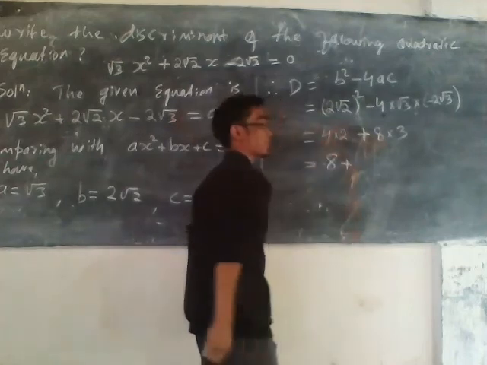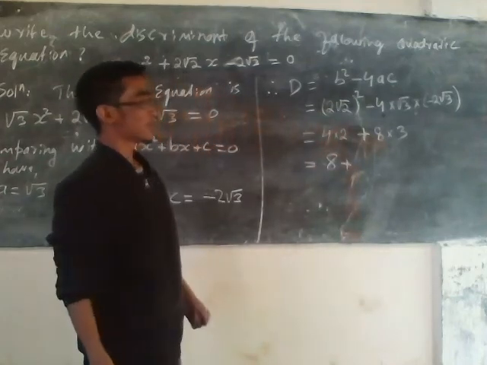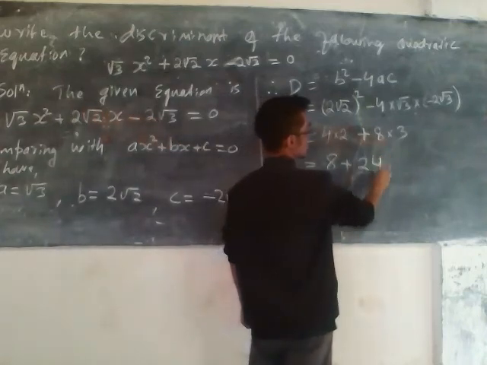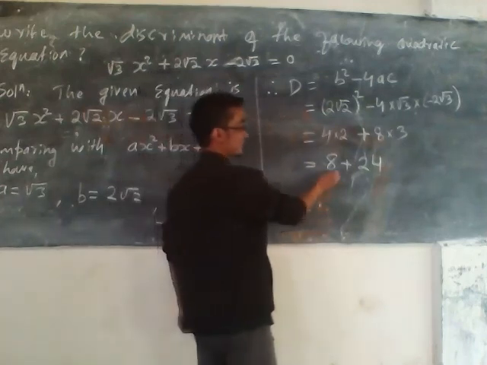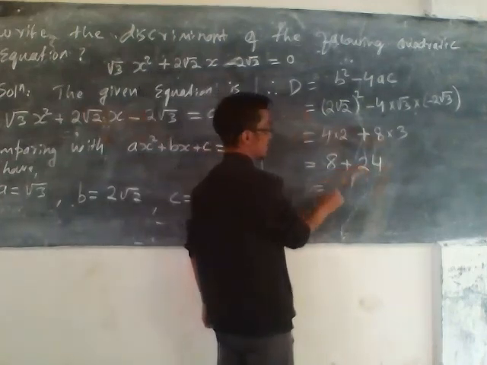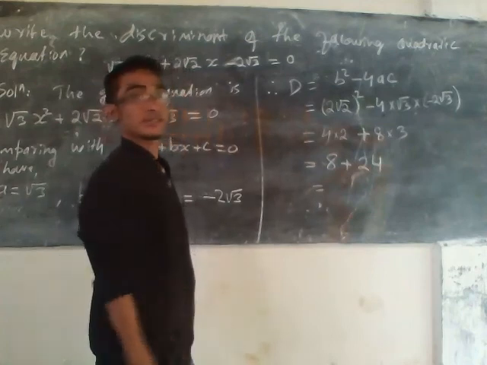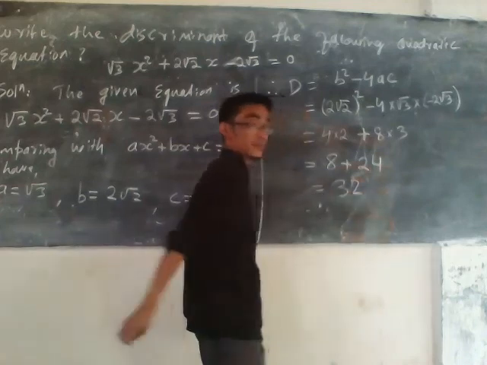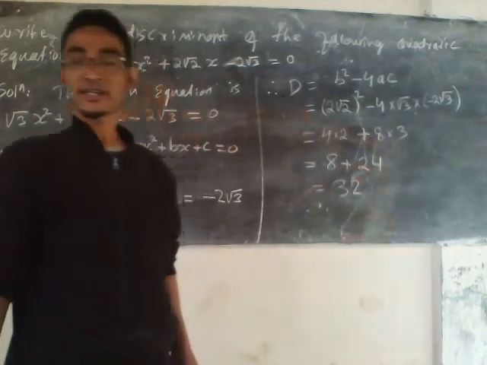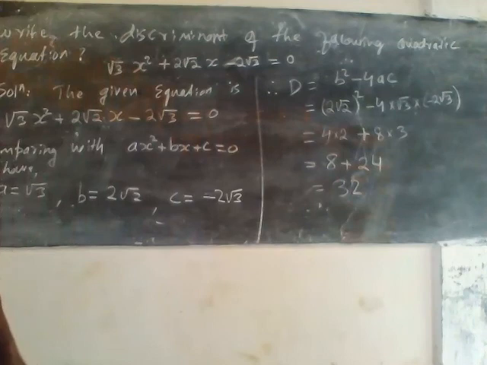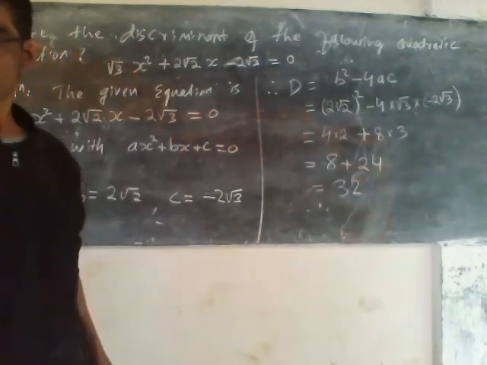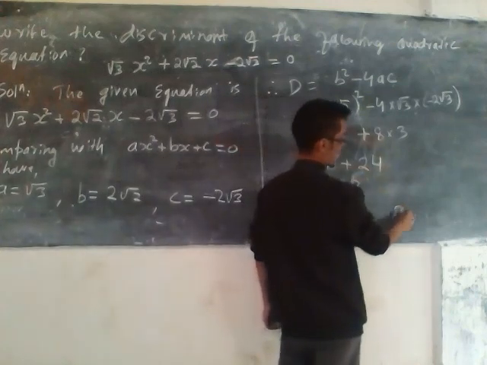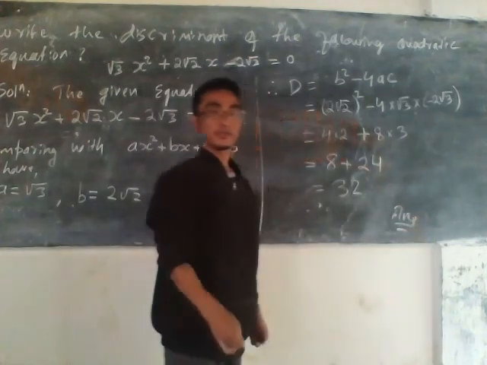Plus 8 multiply 3 is 24. So we have 8 plus 24, which is 32. The discriminant is 32. So that is the answer. Okay, that is the discriminant answer.